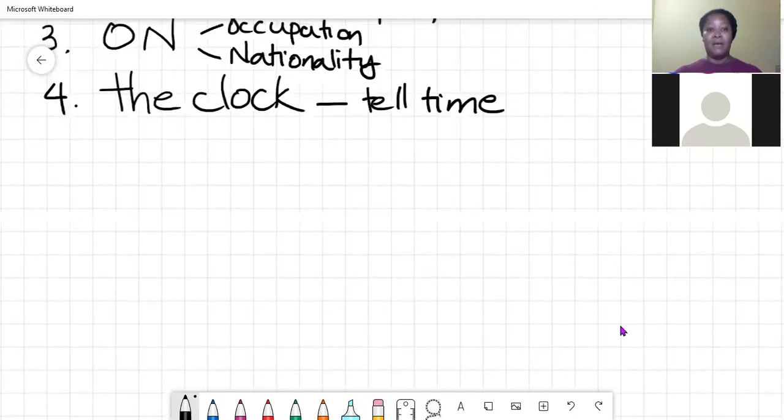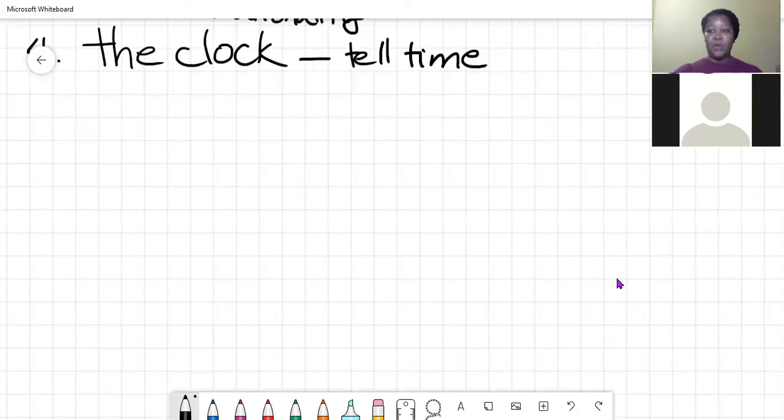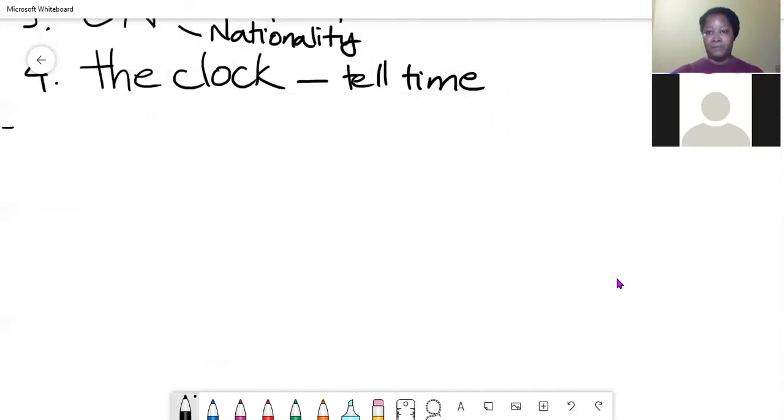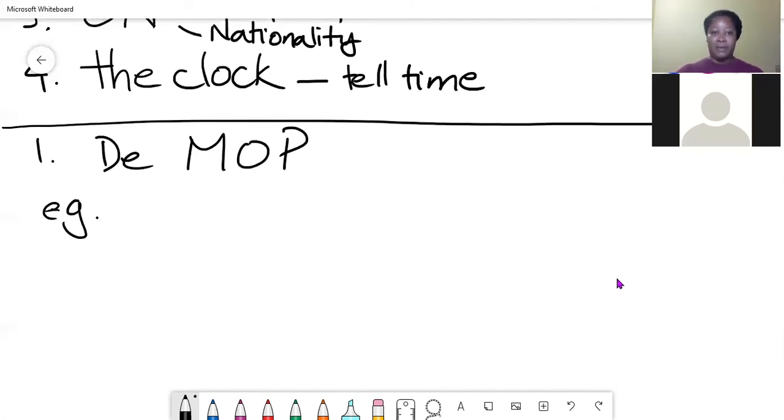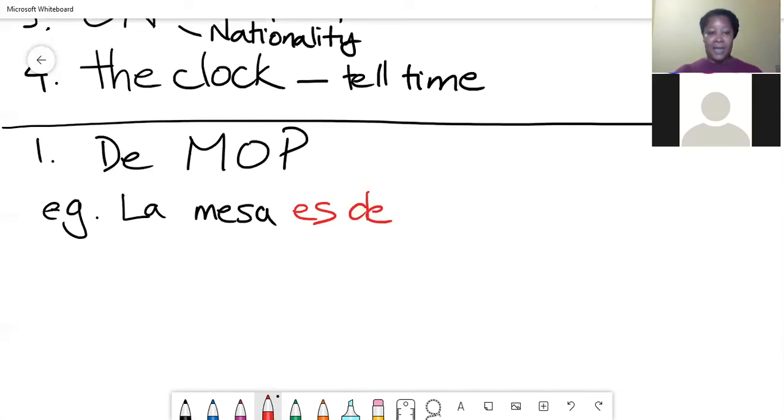Let's take a look at some examples that bring out each of these. And so we're going to be looking at the dem up, first of all. De mop. And so here we have our examples. So it's used to express what material something is made of. So for example, we would say something like, la mesa, using a form of SER, es de, so it's used with the de, es de madera. The table is made of wood.